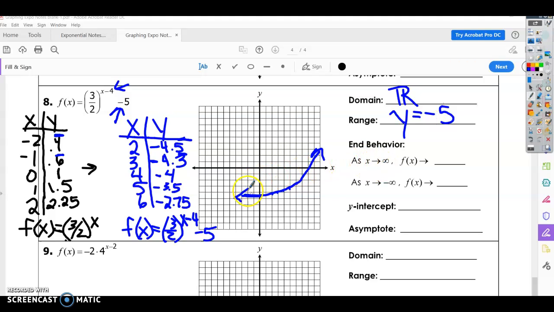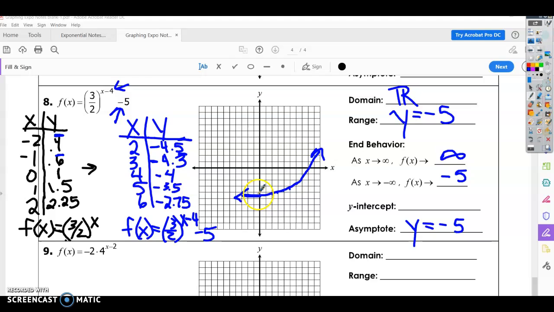And then as x goes positive, y is increasing, so it's going to be infinity. And as x goes to the left, it's approaching this asymptote, so it's approaching -5. Which means this is also going to be -5. So that's usually easy to figure out.